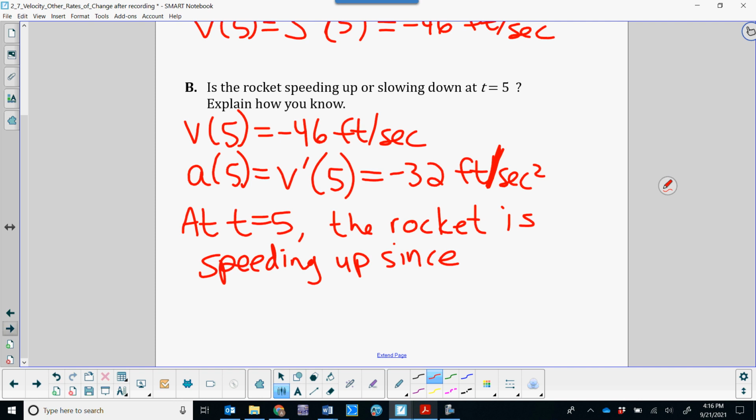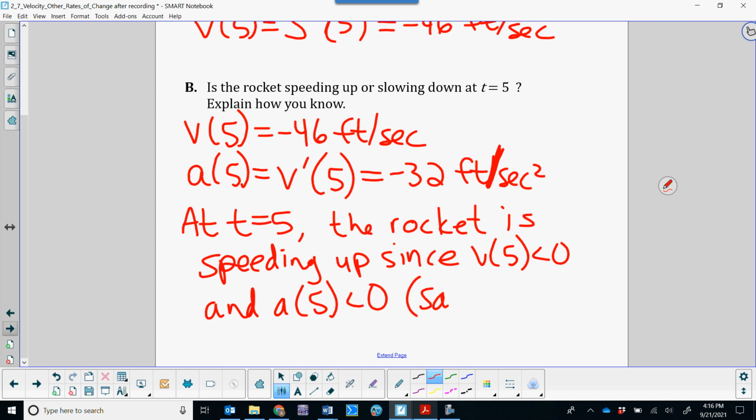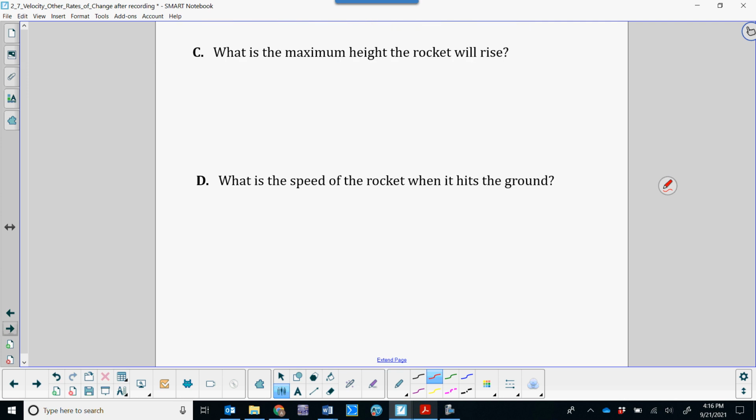Since velocity at 5 is less than 0 and acceleration at 5 is less than 0. And it's not bad to put in parentheses, same signs. It's good to say that, they have the same signs. But I wouldn't just say they have the same signs. Better to say velocity is negative, acceleration is negative. And the way we say negative with math is less than 0. So we've got to get in the habit of writing with math, giving math explanations.